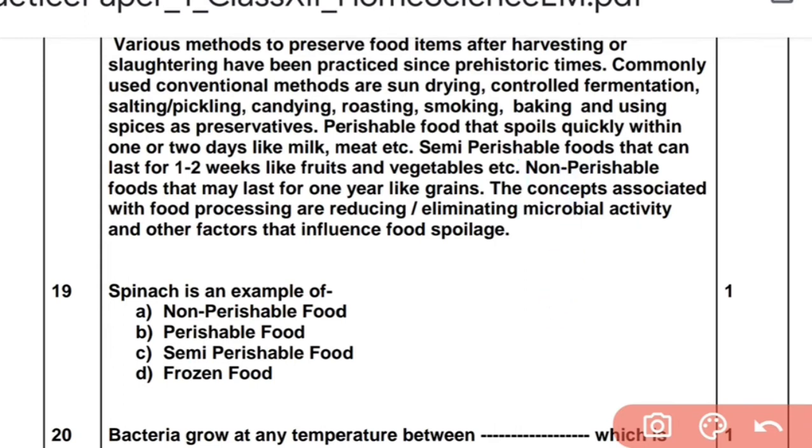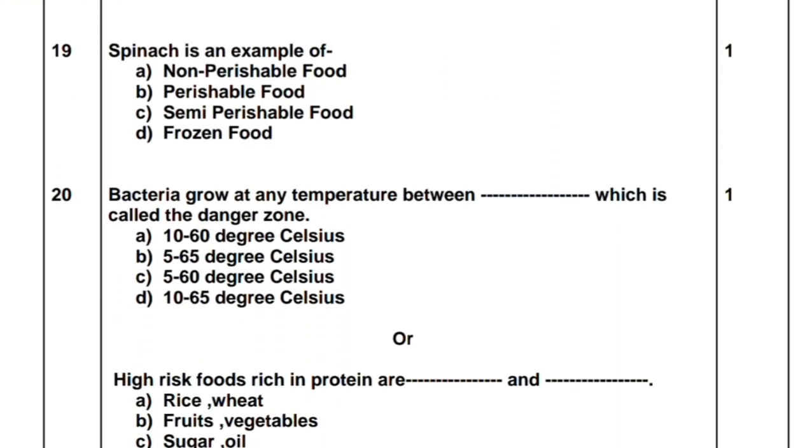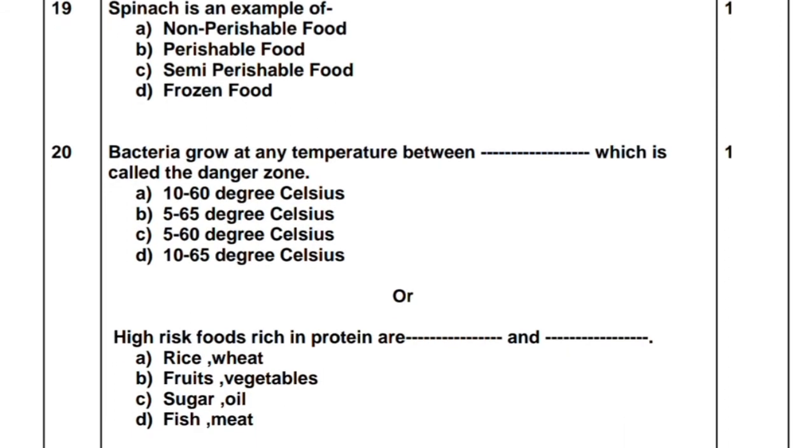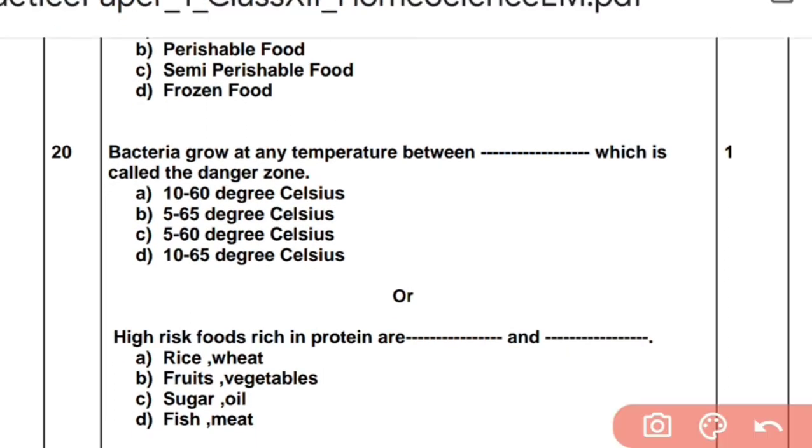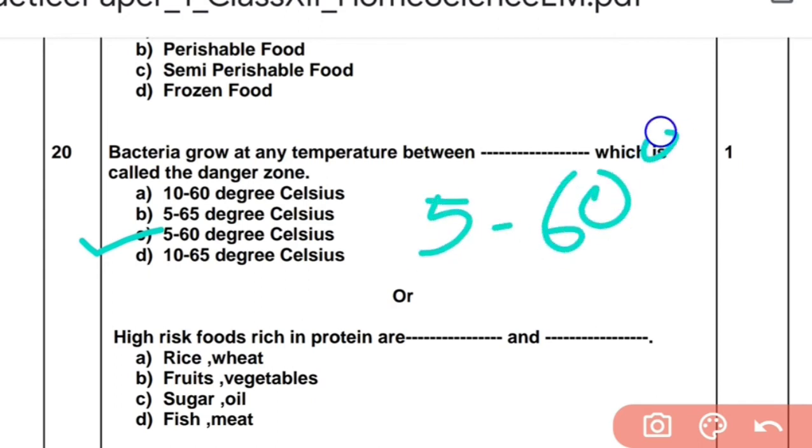Bacteria grow at any temperature between dash, which is called the danger zone. 10 to 60, 9, 5 to 65 or 5 to 60. It's 5 to 60. 4 degrees you have in the refrigerator, and most of the time the bacteria is not very active in the refrigerator. So this temperature is called the danger zone, from 5 to 60 degrees.